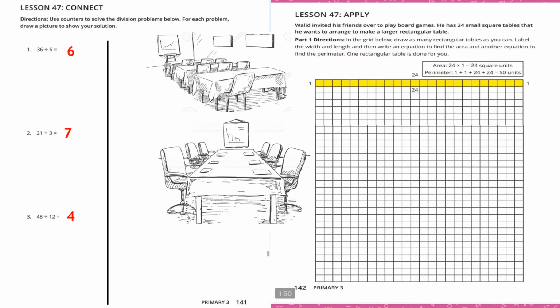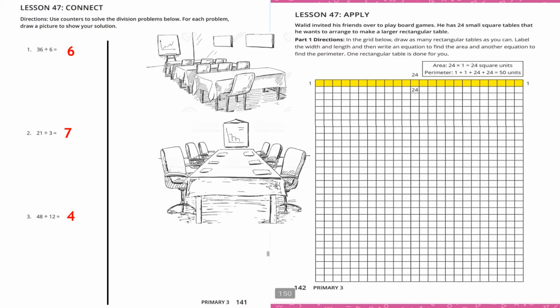Okay. Here in the apply part, Walid invited his friends over to play the board game. He has 24 small square tables that he wants to arrange to make a larger rectangular table. Here, like this photo, we have some tables. He wants to arrange all of them together beside each other to make a large rectangular table. And the total should be 24 small squares.